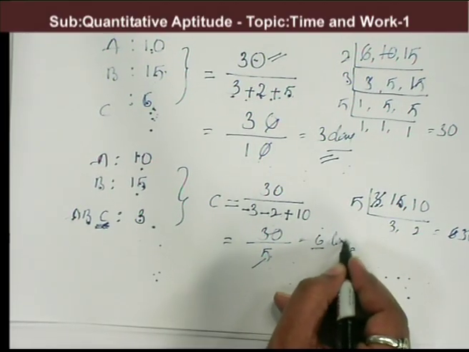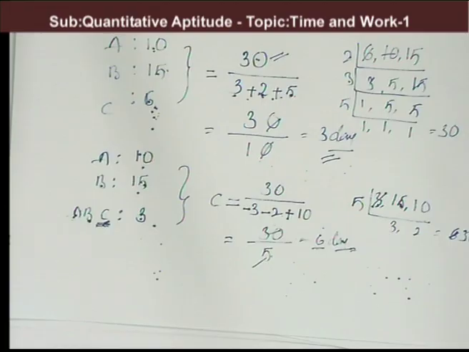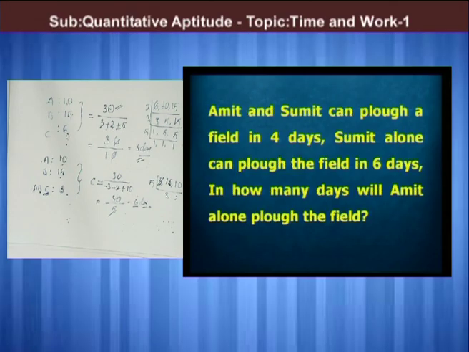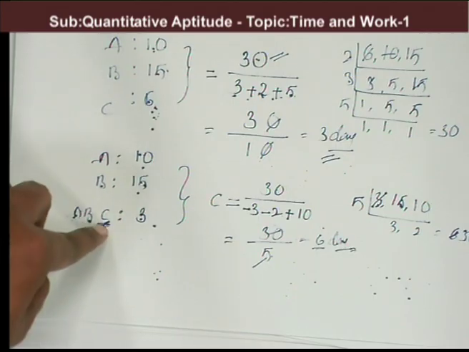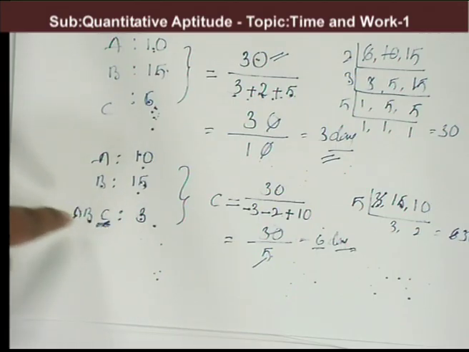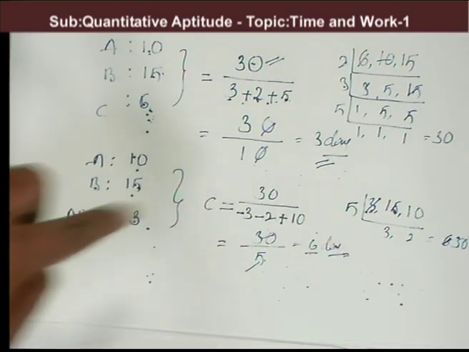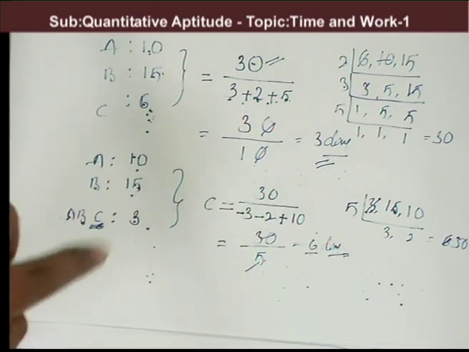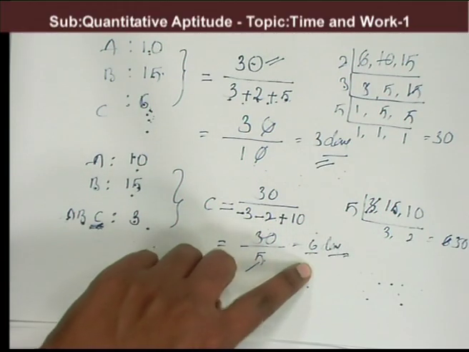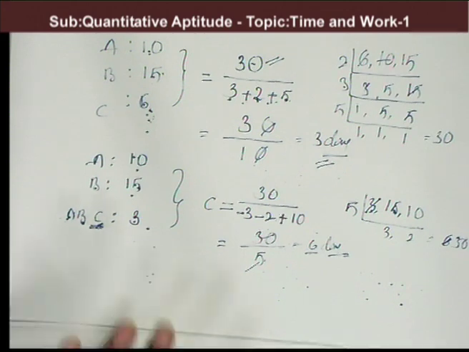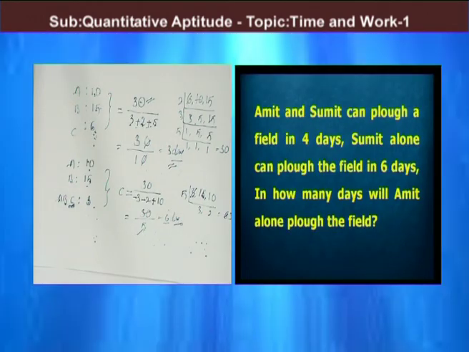How many days is it? 6 days. So, in ABC working together, when we have to find only C, we remove the A in the denominator, we remove the B in the denominator, and only the positive value for the ABC working days remains. That way we find 6 days as the C value. Okay, this is the basic concept of time and work.